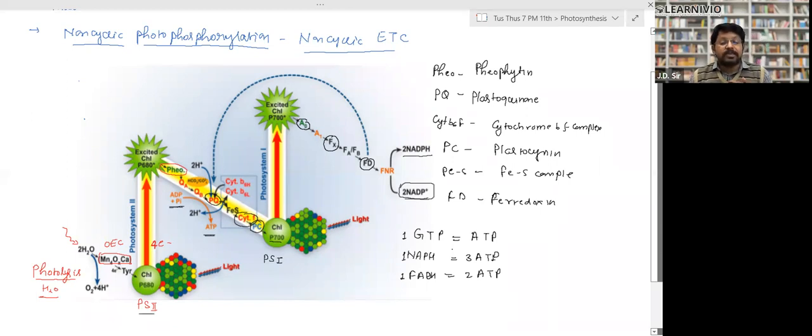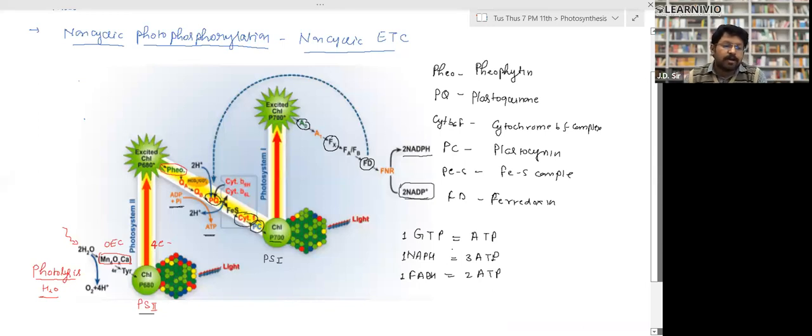Actually, it comes in the reaction first, but it was discovered later. That's why this is called PS2. So this sequence is on the basis of discovery. First PS1 was discovered, then PS2 was discovered. But in the electron transport chain, the role of PS2 comes first, right? So PS2 has a reaction center called P680. These electrons get extra energy from the photosystem and they jump outward.